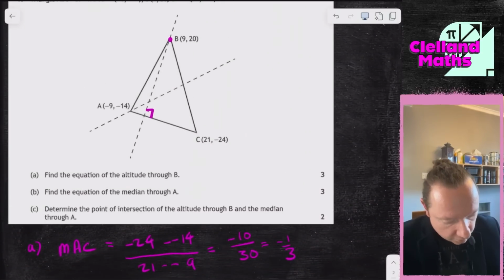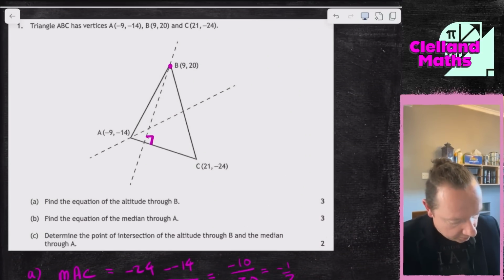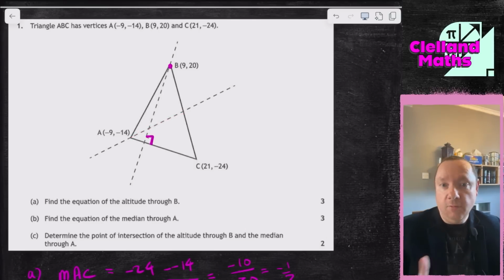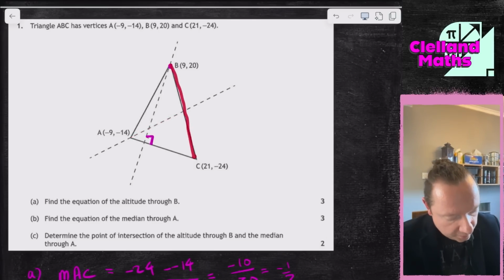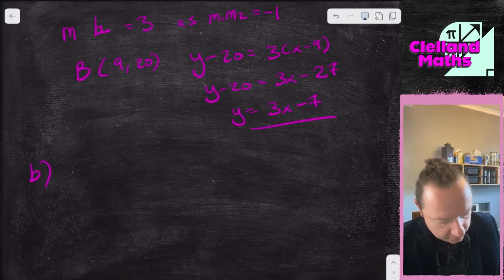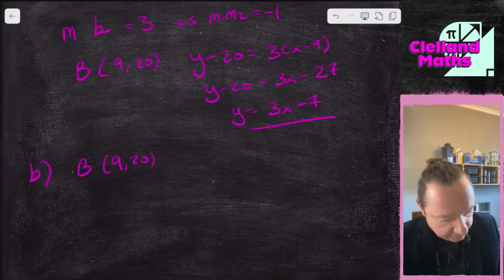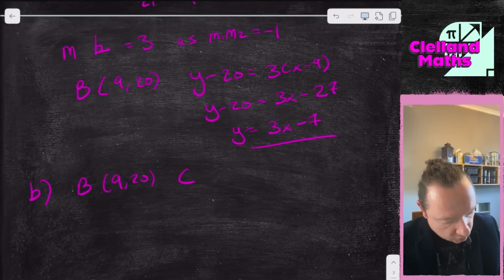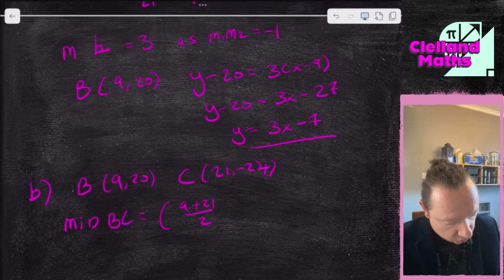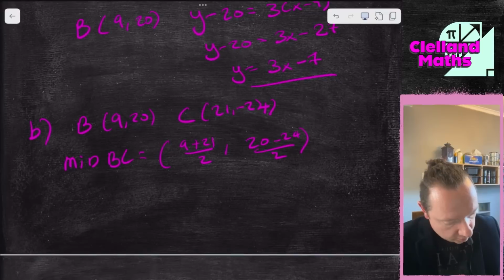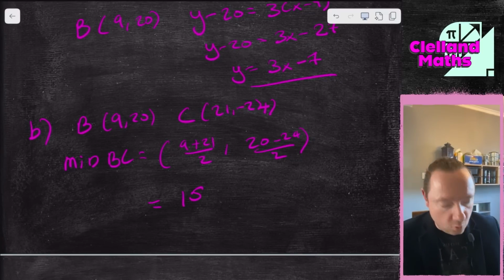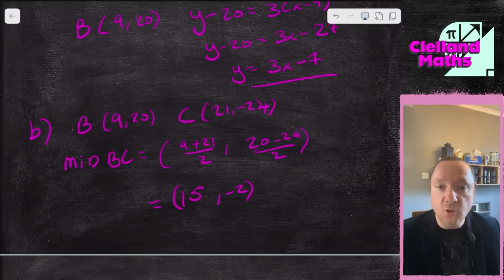Part B, the equation of the median through A. So a median cuts the opposite side at, well, 50-50. So I need the midpoint of BC. So B is (9, 20). And C, I think, was (21, minus 24). So the midpoint of BC is 9 plus 21 divided by 2, and 20 minus 24 divided by 2. 9 and 21 is 30, so that makes 15. 20 minus 24 is minus 4, so that makes minus 2. So we get (15, minus 2) as our midpoint.